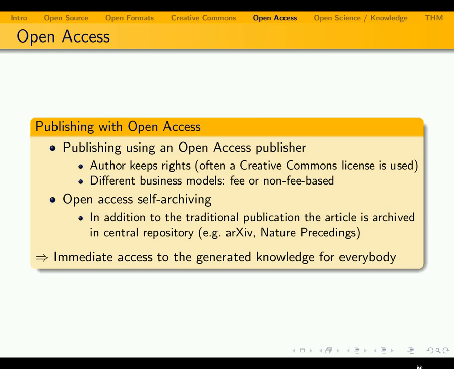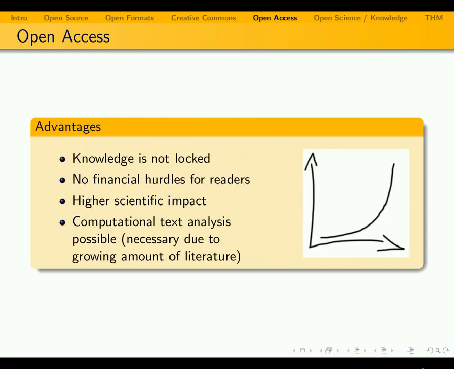As there's no financial hurdle for the reader anymore and the knowledge is not locked away, the publication has potentially a higher scientific impact. Another often forgotten advantage is the improvement for computation analysis that the availability of the full text brings. It is hard to keep pace with the growing amount of literature. Text mining can be a helpful tool and gives much better results if the input is full text, not only short abstracts.